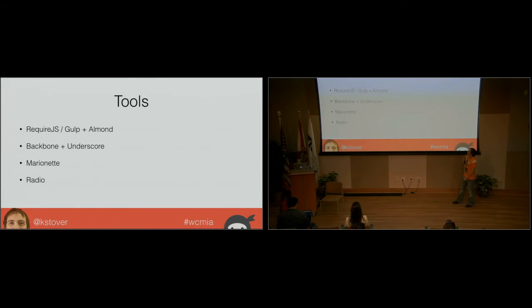And then finally, there's Radio, which I think Zach mentioned also. Backbone Radio is a method that lets your modules communicate with each other. If you're building discrete modules, they have to have a way to communicate, and Radio is a message bus that lets that happen. It's a pub/sub model, if that means anything to you. It might not.